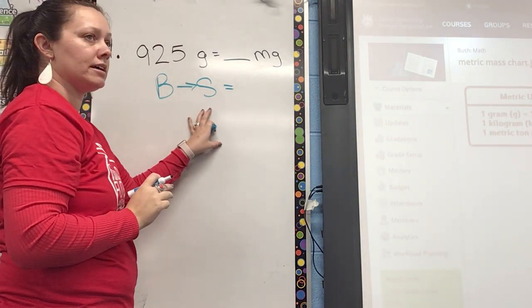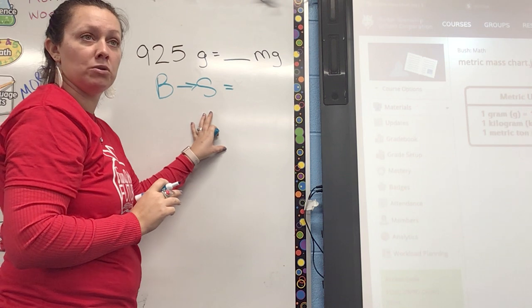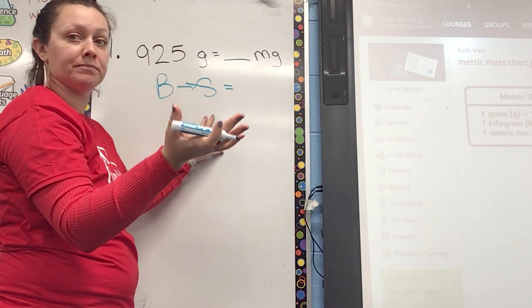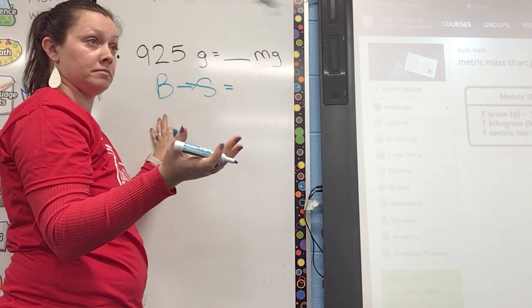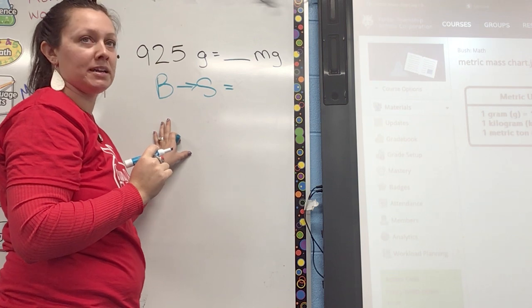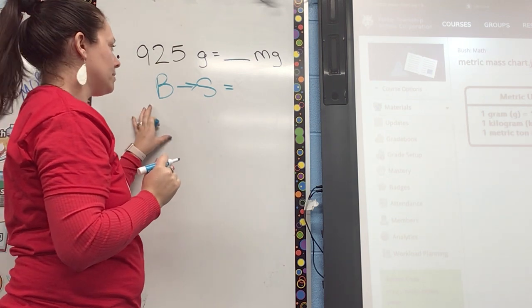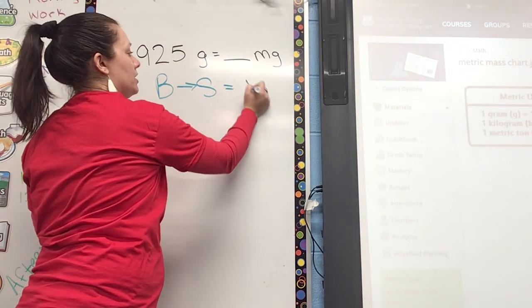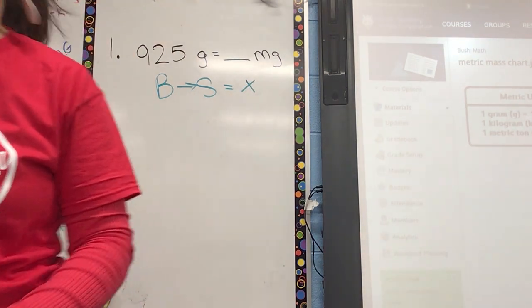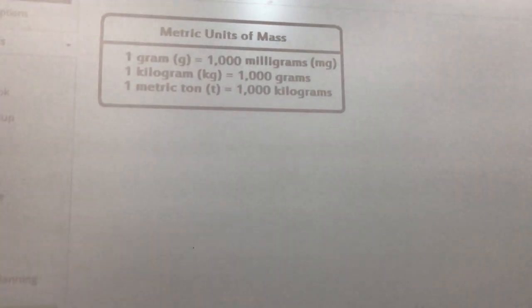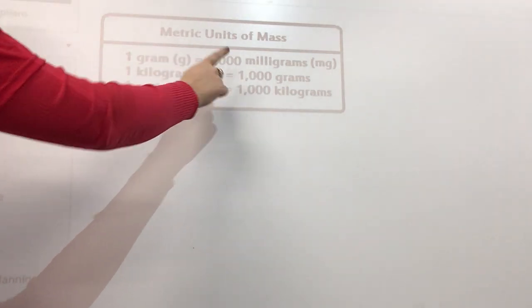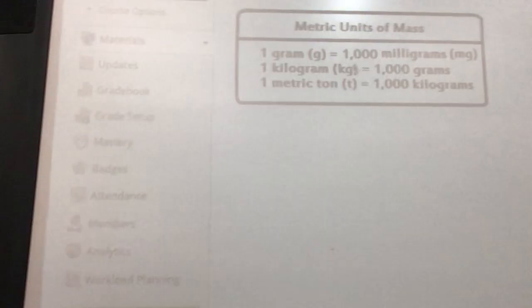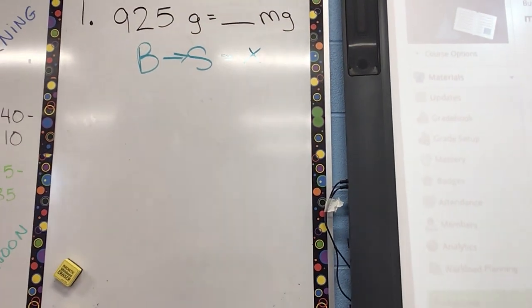And when I do that process, what kind of computation am I going to be using? Multiplication or division? Everybody? Division. Ooh, I heard both. Multiplication, okay? We're turning a bigger measurement into a smaller measurement. We're using multiplication. So when we look at our chart over here, and we look at grams and milligrams, how many milligrams are in 1 gram? 1,000. Very nice.